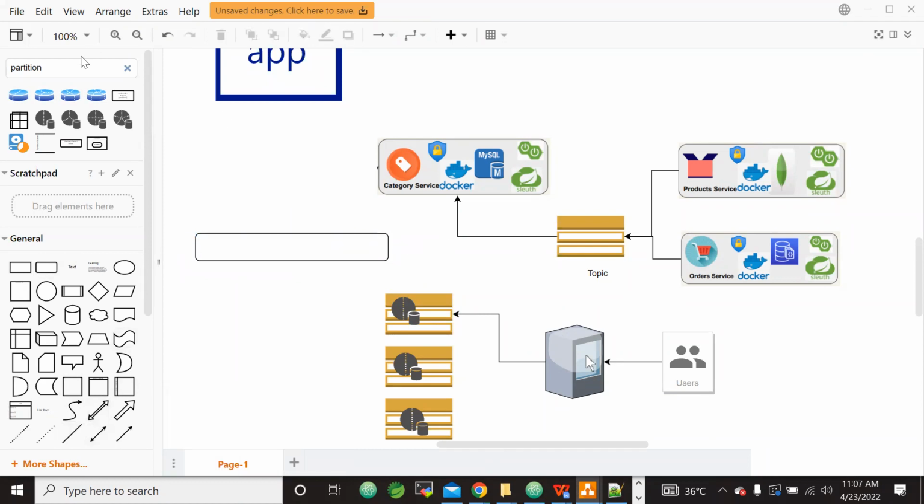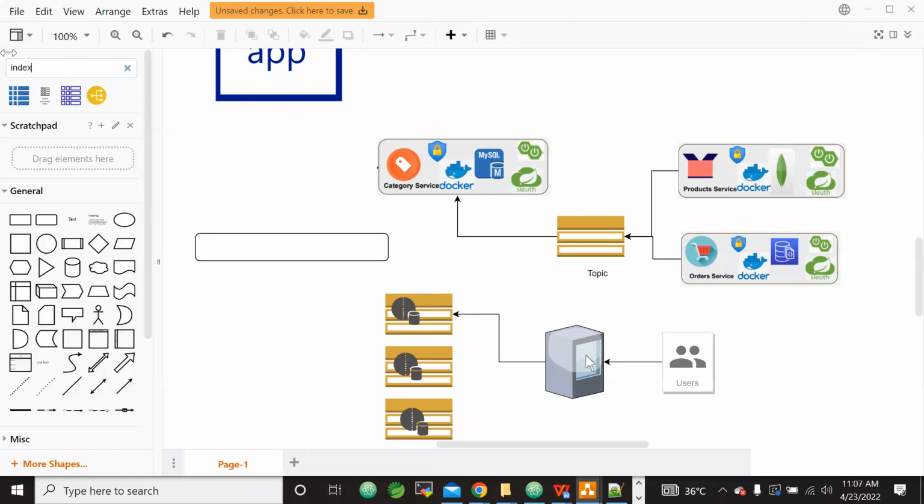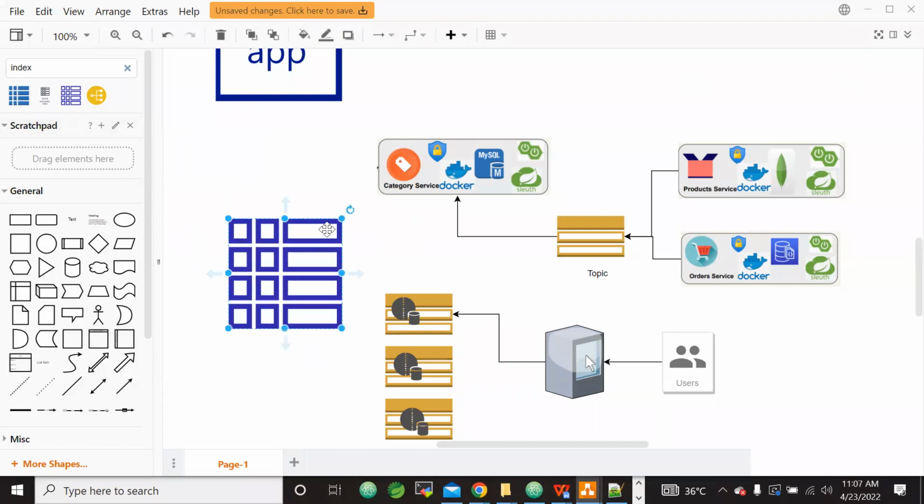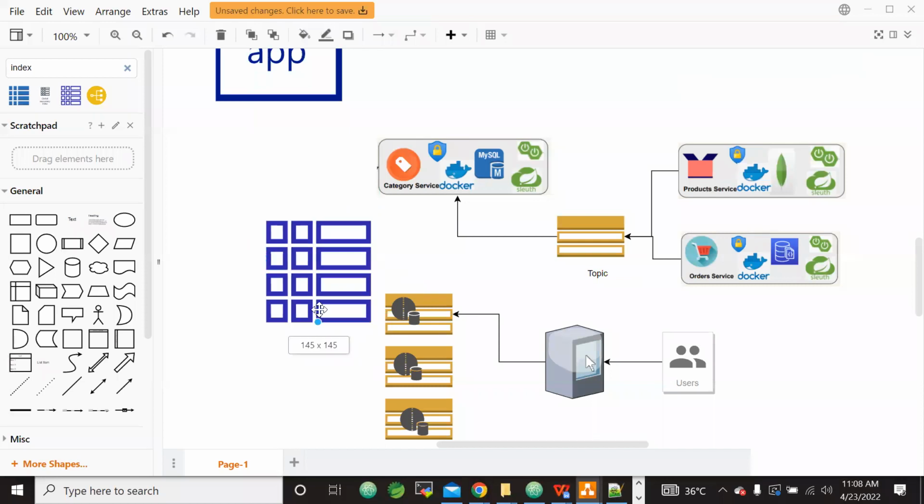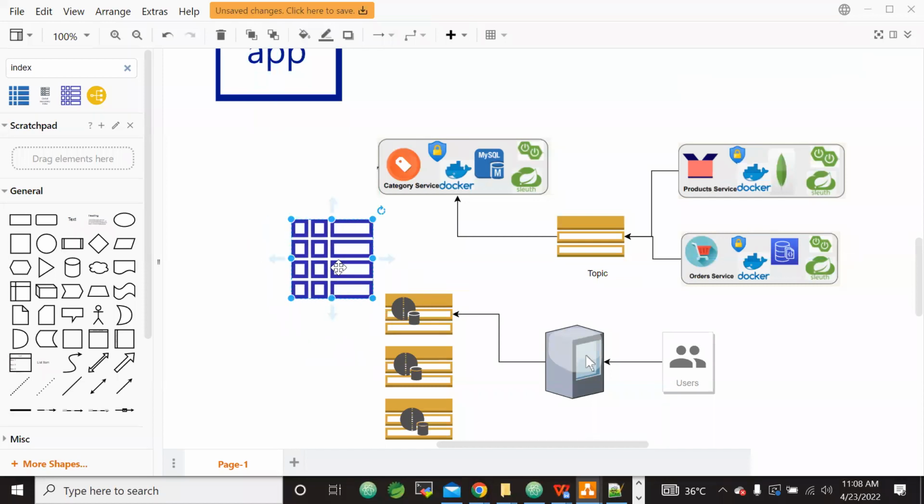So every partition will have indexes like this. Assume this is one partition, and every partition will have indexes: index 0, index 1, index 2, index 3, like that. So the first question will be pushed to index 0. The next question will be pushed to index 1. Like that, 10 questions will be pushed to 10 indexes. Once the 10 questions are pushed to 10 indexes, the order is now preserved, isn't it?